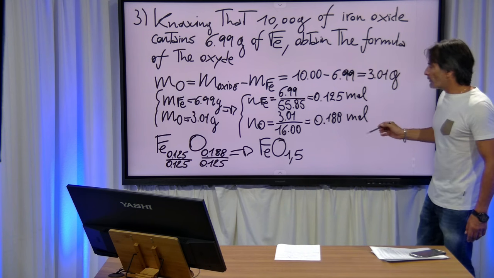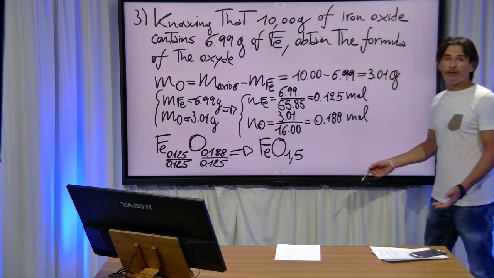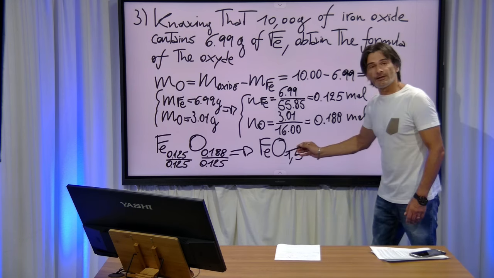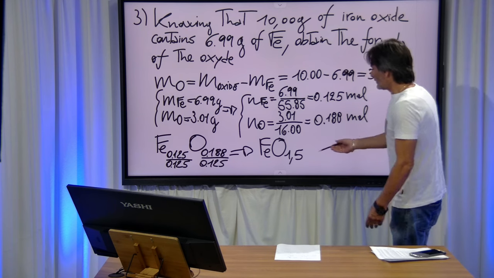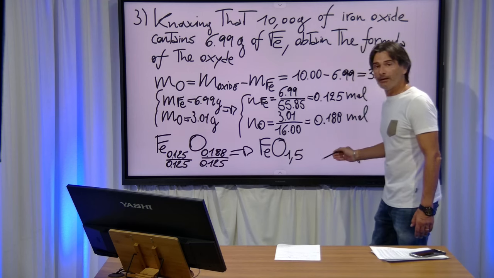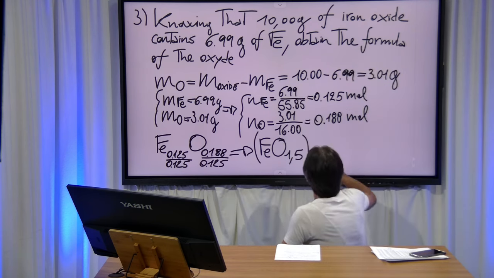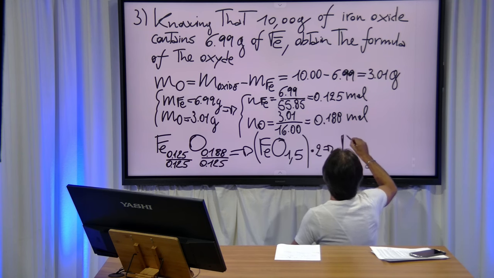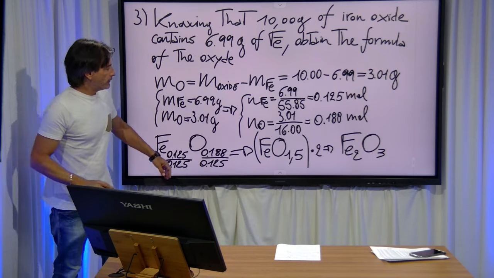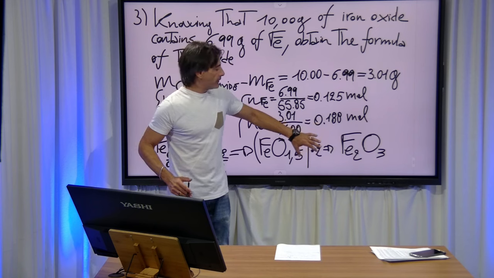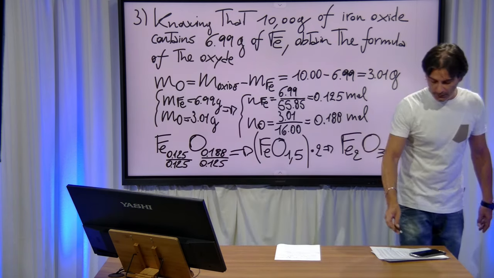So what can we do? We have just used the division. We can only use multiplication to make both numbers whole numbers. And now it's clear that I have to multiply both coefficients by 2. So I can obtain Fe2O3. Now I can consider this formula something good to propose. Okay.